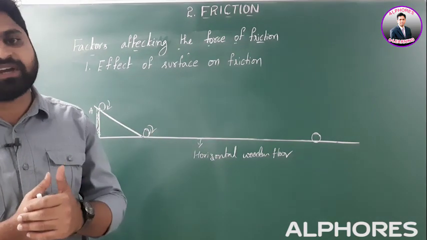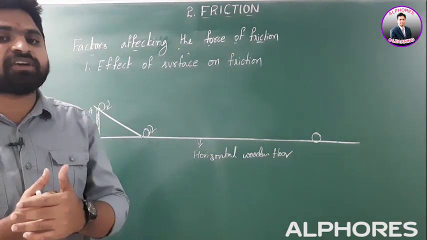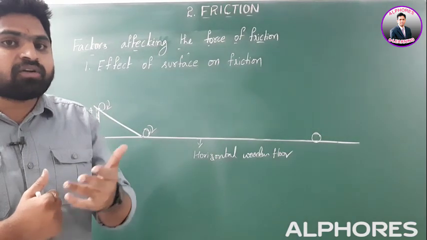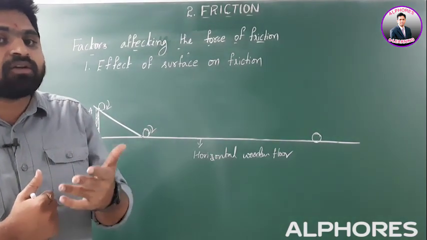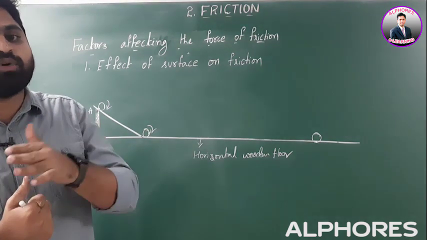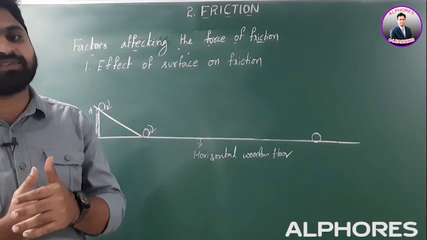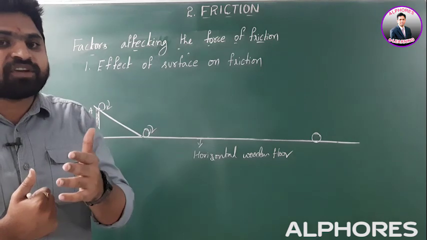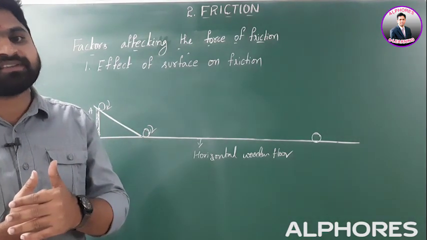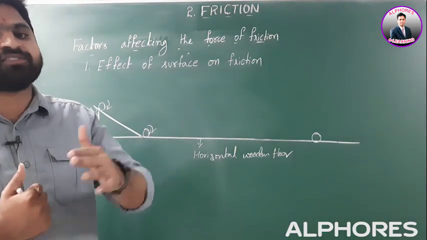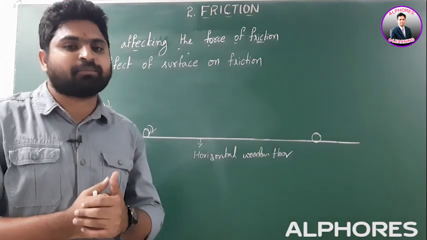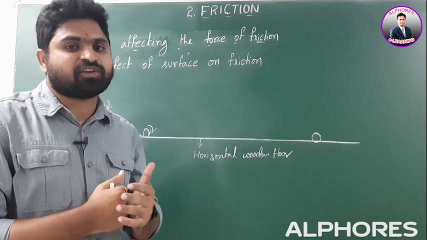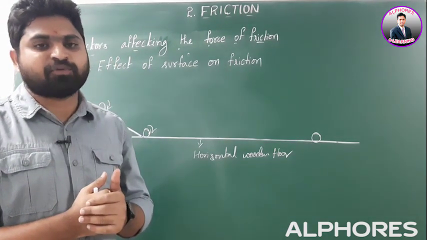So from this we understand that over the rough surface, many ups and downs are there, and interlockings are also more when any body is pushed over this rough surface. So the force of friction is more on the rough surface and it is less on the smooth surface. So now we can say that frictional force depends upon the nature of surface. I hope you understand, children.